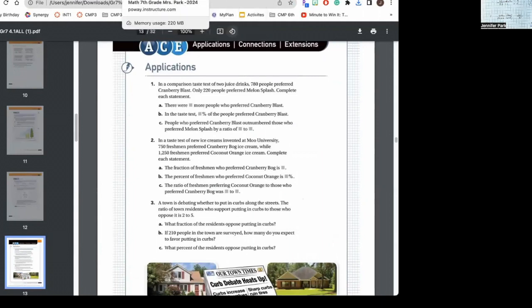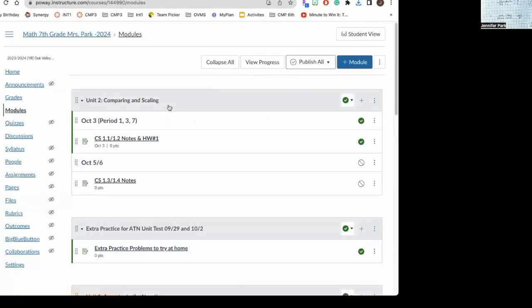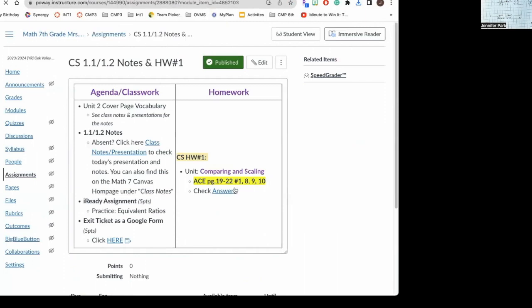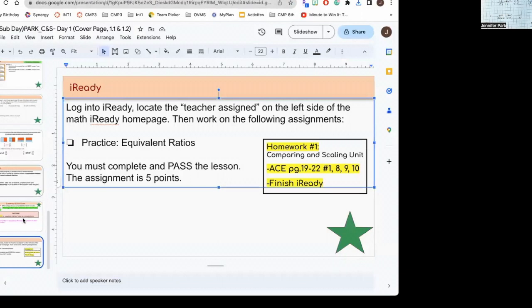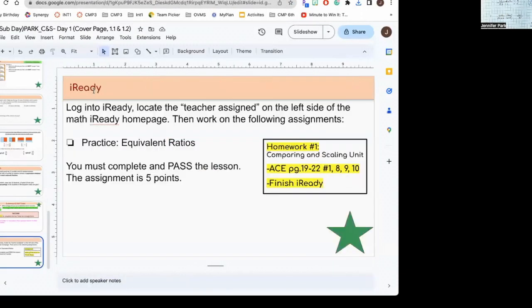Okay. Make sure you always check your answers. Go to modules, right? That's the page you're on, and make sure you're checking the answer keys. Click and check answers. All right. Get your homework done. Get your iReady done. Get your exit tickets done. Make sure you do the exit ticket first, and then the iReady, and then you can start working on your homework. And I'll check the homework next class.